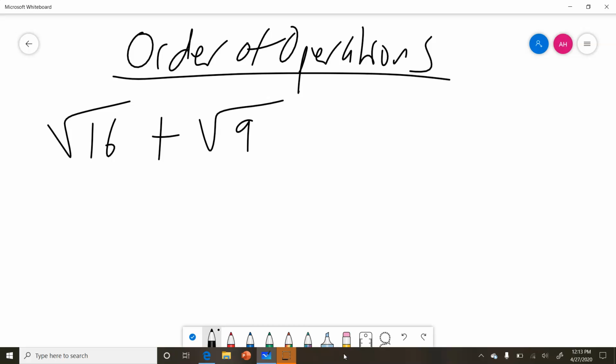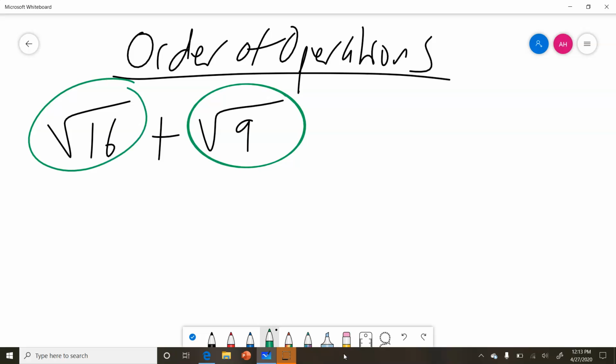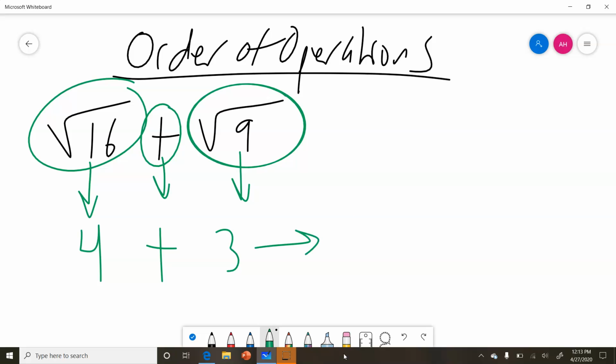What did I say at the very beginning? We always do what's in the square root first. Always, always, always. So I take what is the square root of 16? Well, that is 4. What is the square root of 9? That is 3. Now I drop my plus sign and I get 4 plus 3, which is 7.